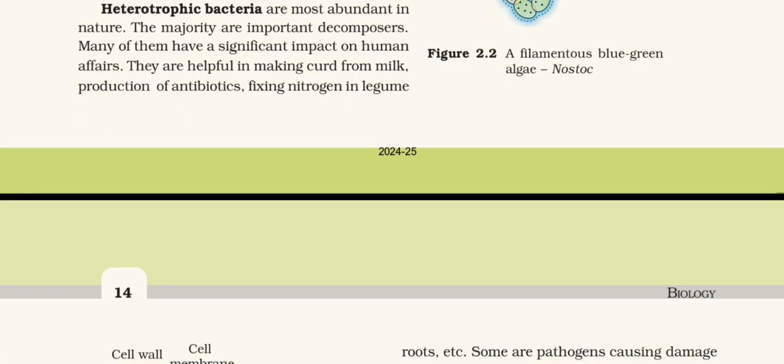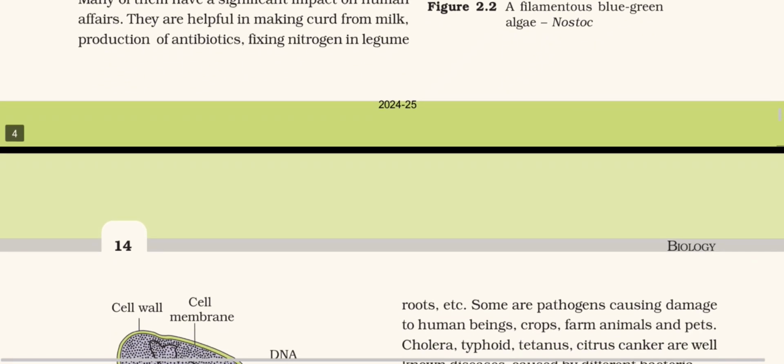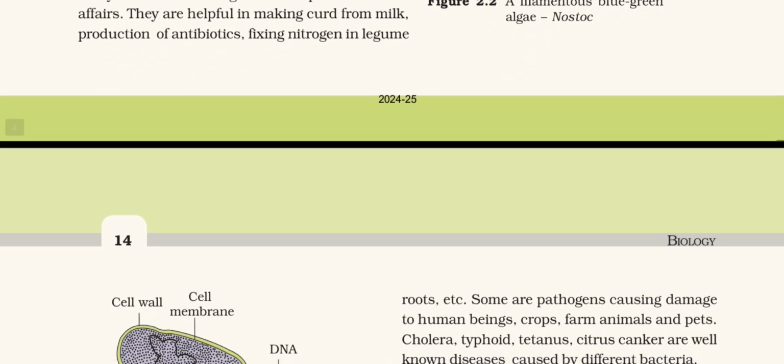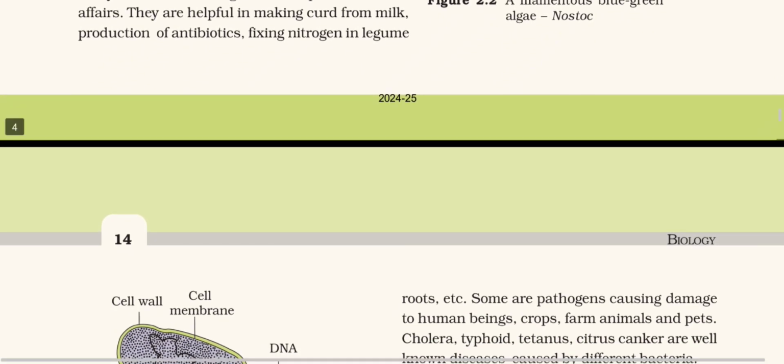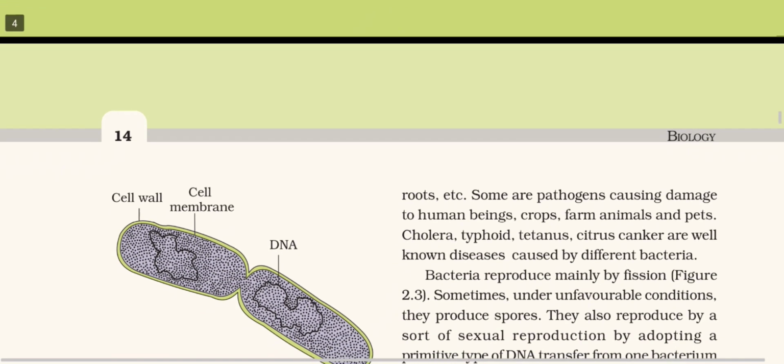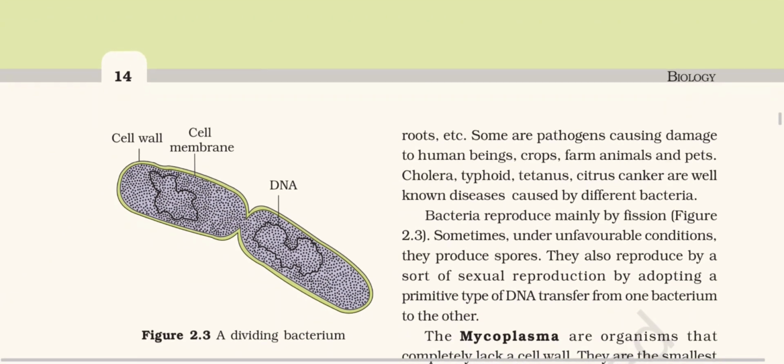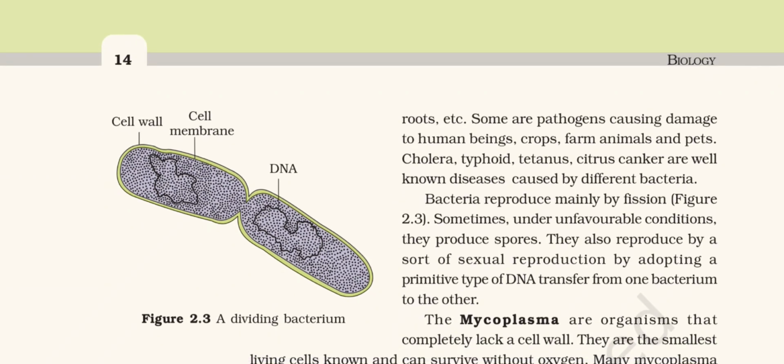Heterotrophic bacteria are most abundant in nature. The majority are important decomposers. Many of them have a significant impact on human affairs. They are helpful in making curd from milk, production of antibiotics, fixing nitrogen in legume roots, etc. Some are pathogens, causing damage to human beings, crops, farm animals, and pets. Cholera, typhoid, tetanus, and citrus canker are well-known diseases caused by different bacteria.